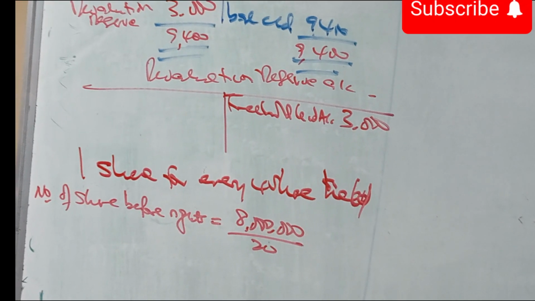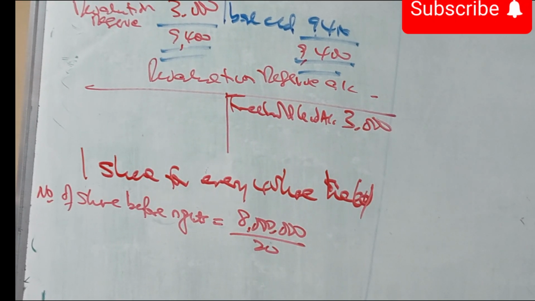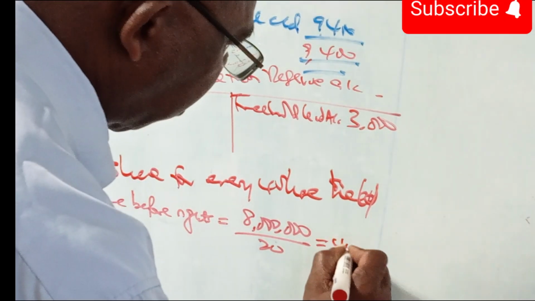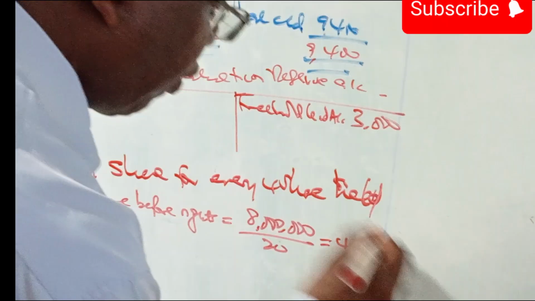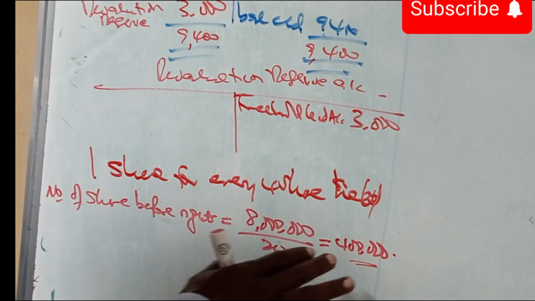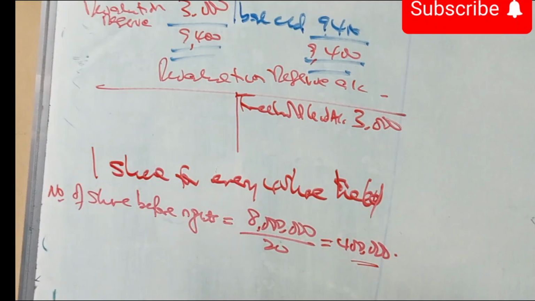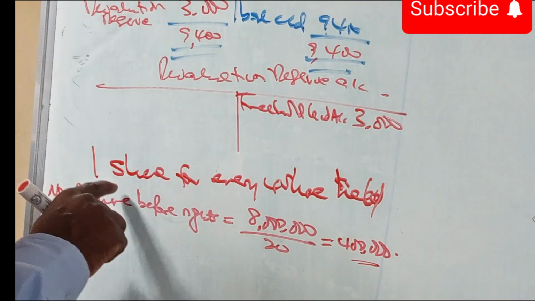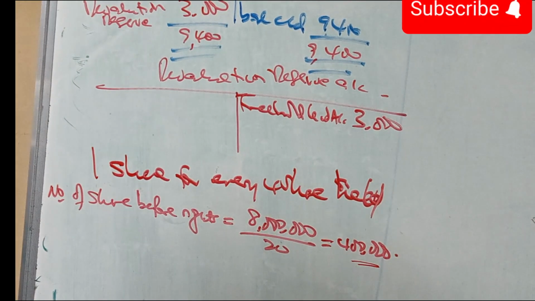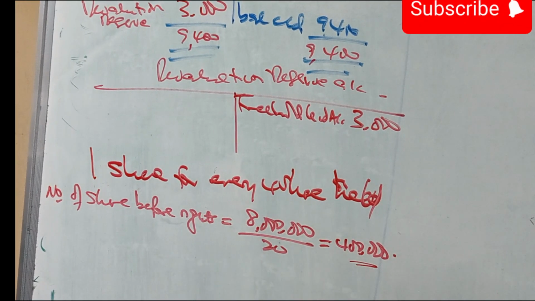1, 2, 3. You divide by 20. You get 400,000. So the number of shares that are existing before the rights issue is 400,000. And we are told for this one, for every 4 shares held, we are issuing 1 more rights issue share.